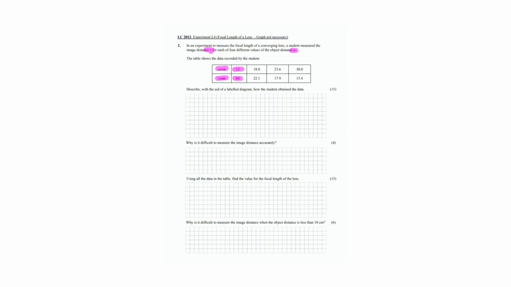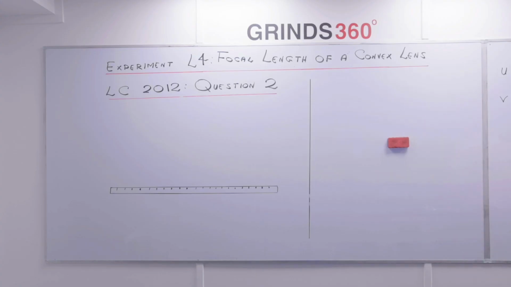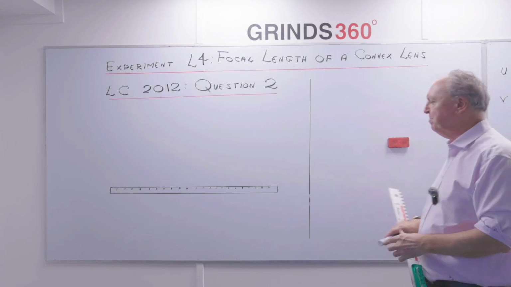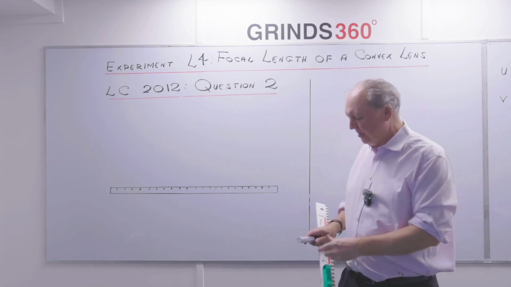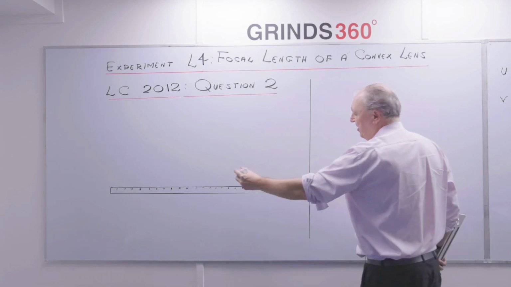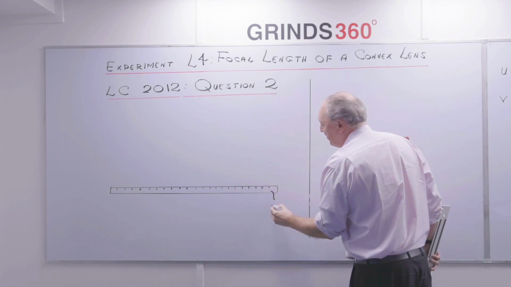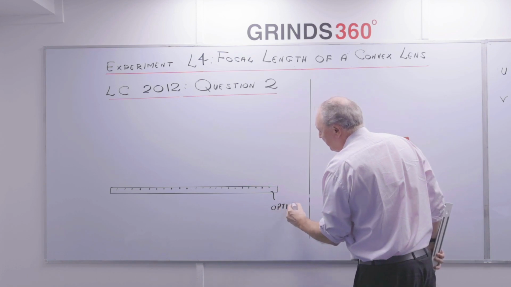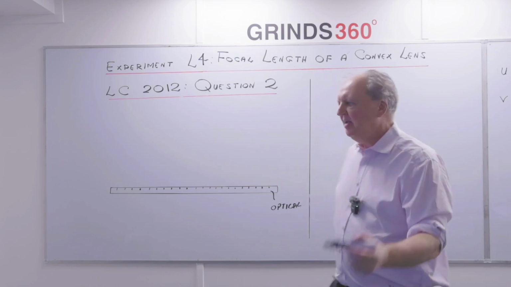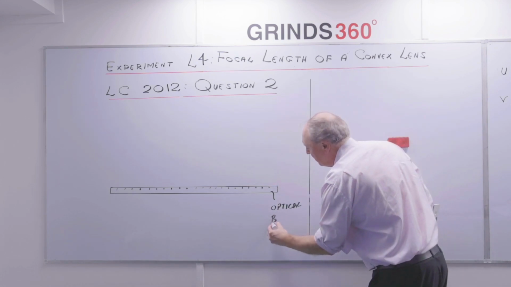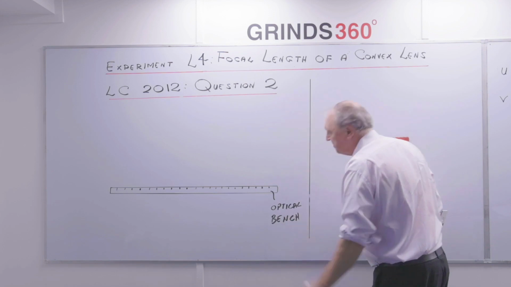The first thing they're asking me for 15 marks is to describe, with the aid of a labelled diagram, how the student obtained the data. Well, first thing is, let's draw our labelled diagram. And of course, all my labelled diagrams are very, very simple. I can't draw, so I'm just using rectangles and so on. This particular piece of equipment here is called the optical bench. Nothing fancy about it. It's just a bench where you can slide your lenses and your screens up and down, and it's got a meter stick embedded into it.